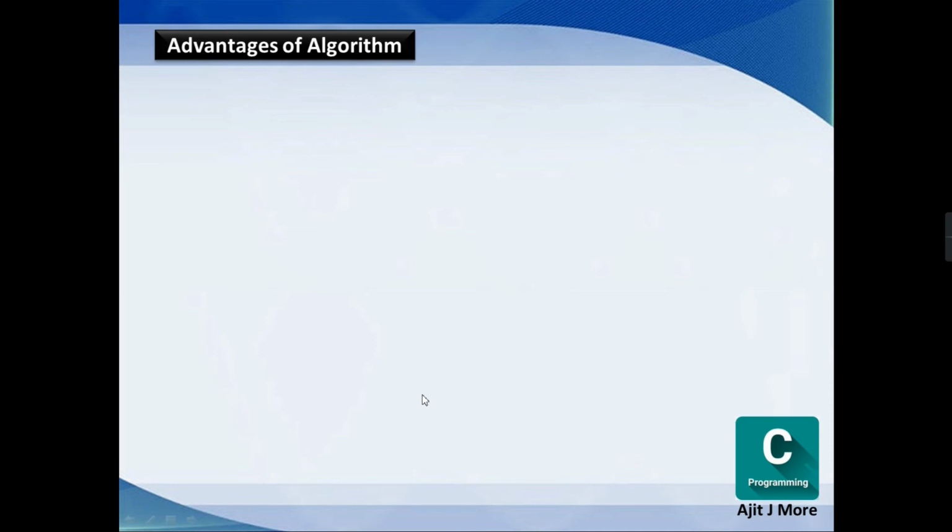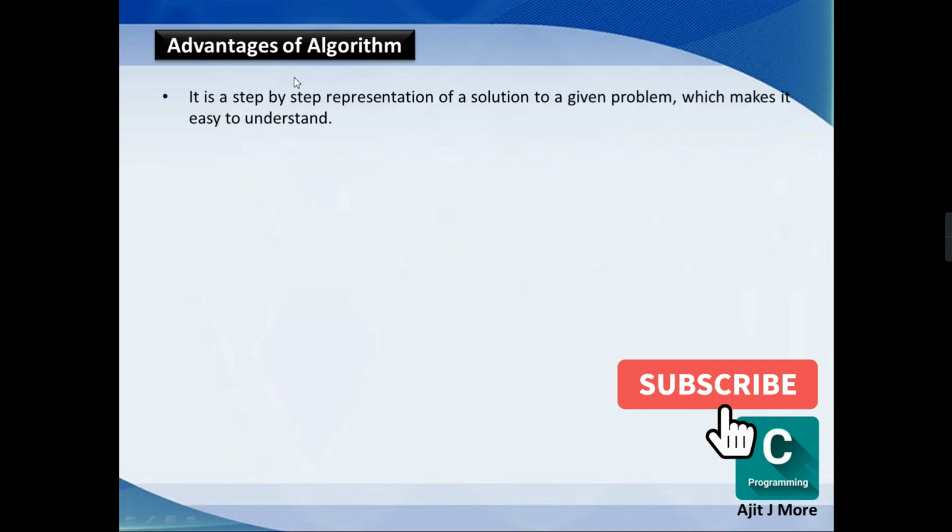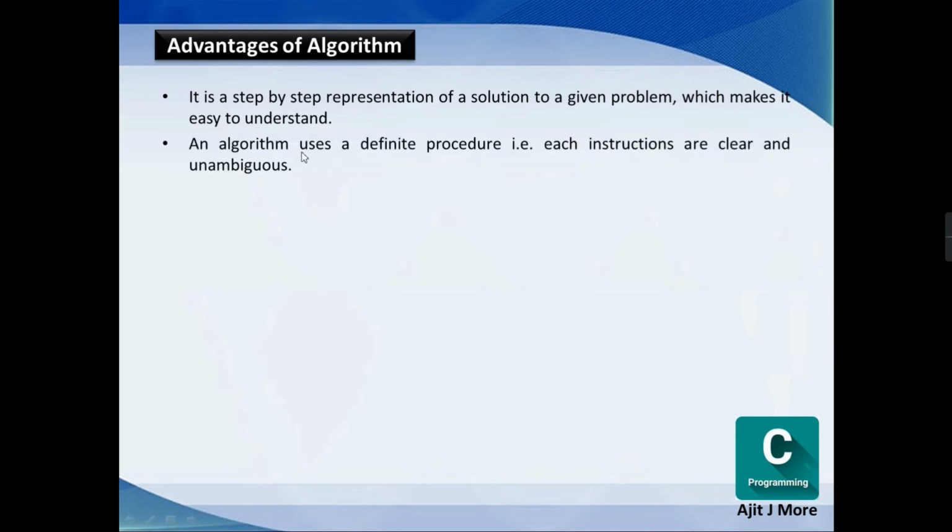Okay, then some disadvantages are also there. We'll discuss that. Before that, we'll just quickly go through the advantages. As I said, it is a step-by-step representation of the solution of your problem, which makes it easy to understand. Then all the steps are definite. They are following the definiteness property, meaning each and every step is clear and unambiguous. So an algorithm uses a definite procedure, that is each instruction is clear and unambiguous.